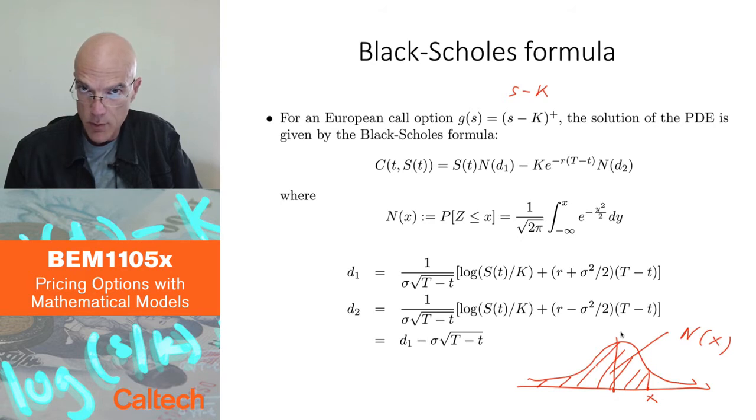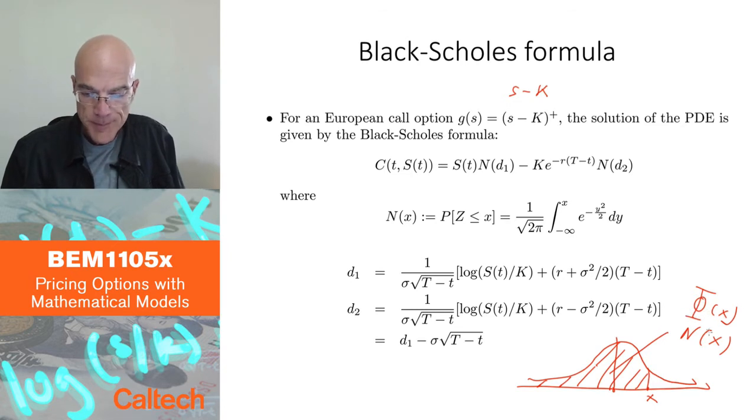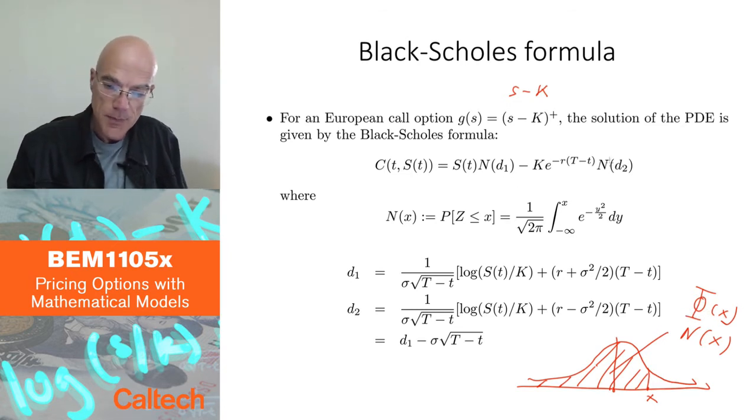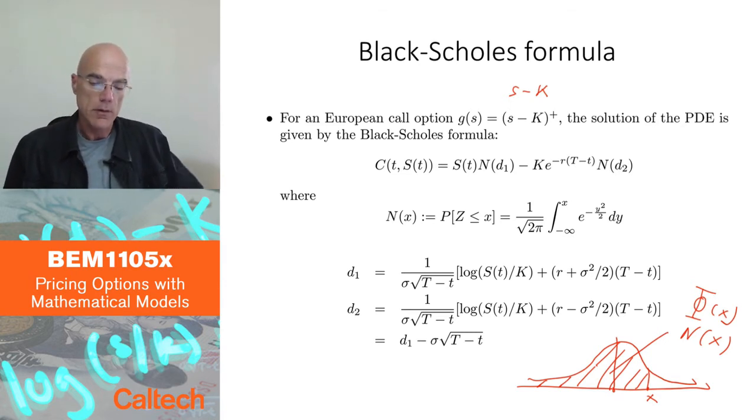Maybe if you are used to more typical mathematical notation in probability books, this would more often be denoted by a capital phi of x. It's the same thing in option theory. Usually people use capital N for the normal distribution, but in mathematics books you may see capital phi more often. Okay, that's what N is. N is the cumulative standard normal distribution function.